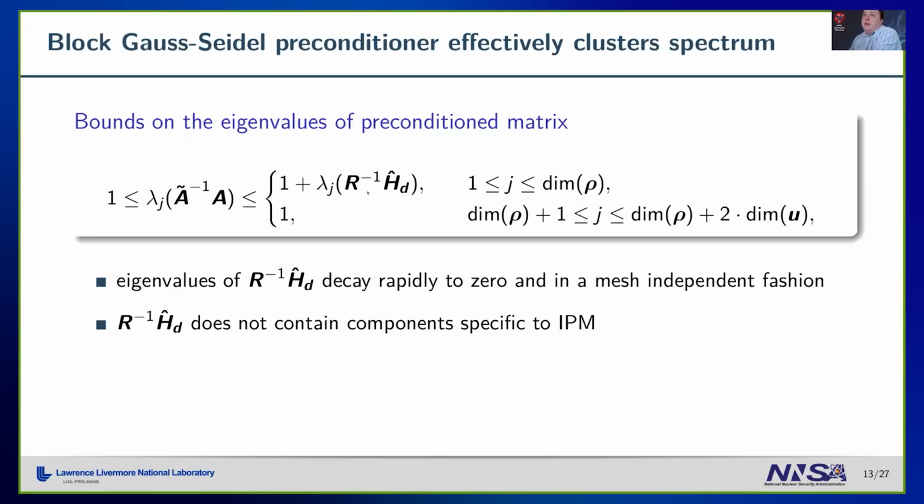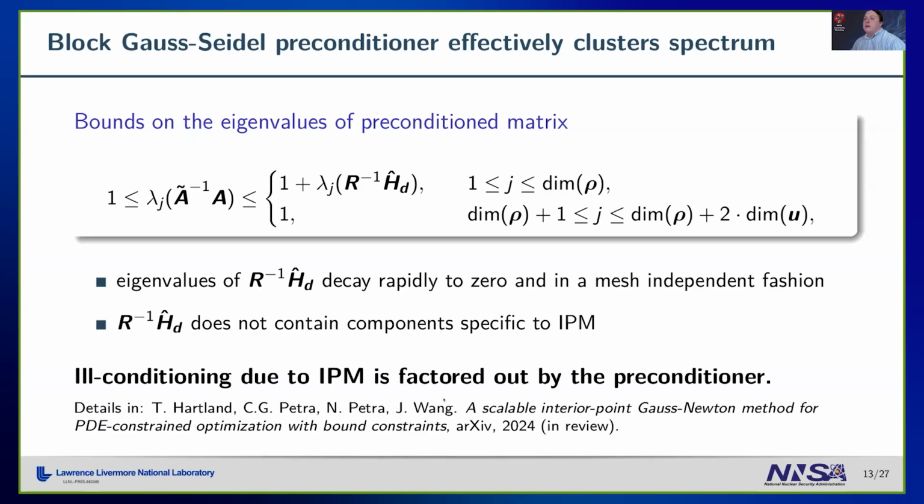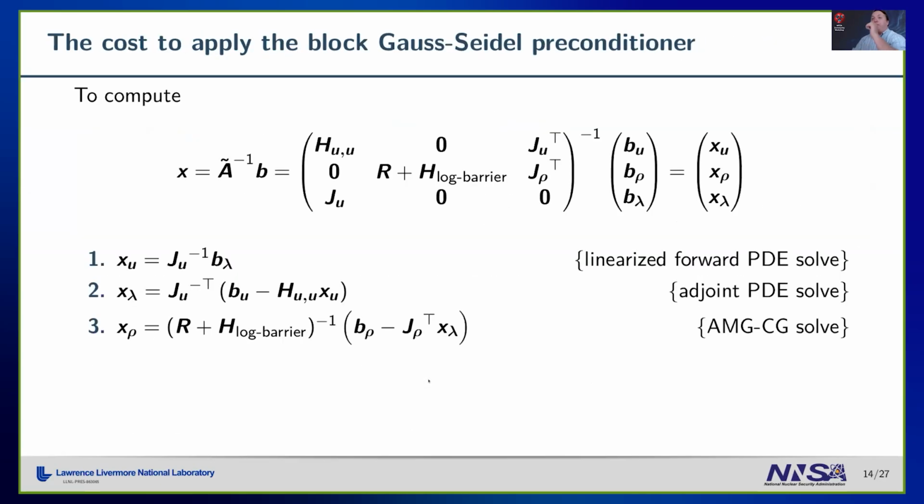Furthermore, this upper bound does not have any components that are specific to the interior point method. Specifically, there are interior point method specific components that lead to ill conditioning, such as the Hessian of the log barrier. We can conclude from all this that this preconditioner one should behave in a mesh independent fashion, and also it's not going to be impacted by ill conditioning due to the interior point method.